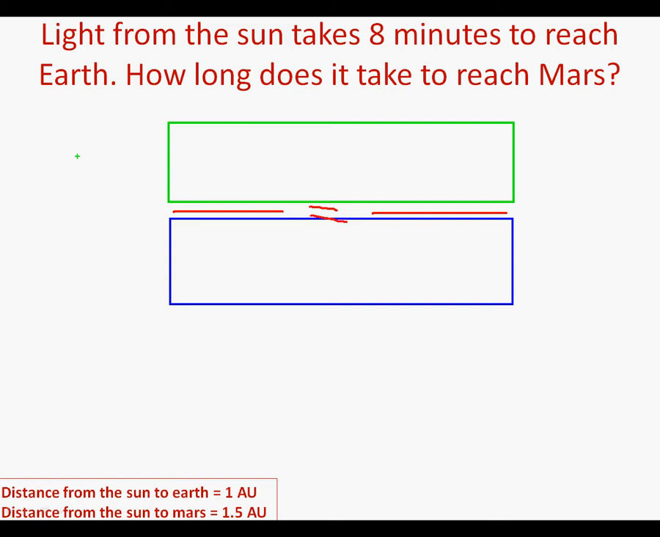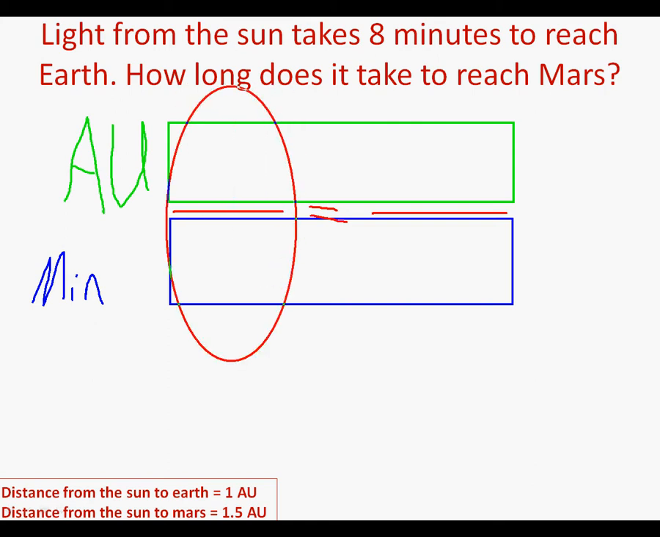And what are we going to make green? We'll make green, we're dealing with two things. We're dealing with minutes and astronomical units, so let me make astronomical units the numerator, and let's make minutes the denominator. All right. So here, 1 AU. So we have to deal with two things here. Here, we're going to create a proportion with Earth. This is going to be Earth.